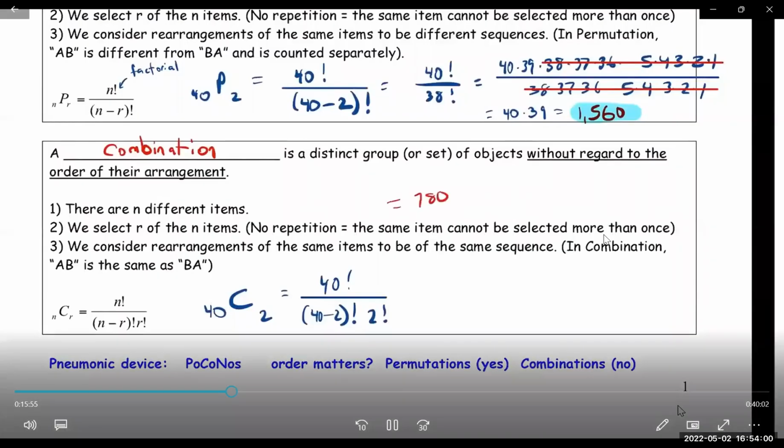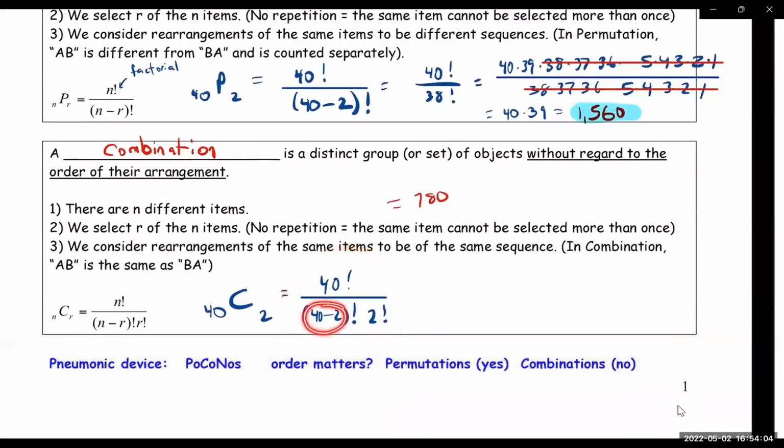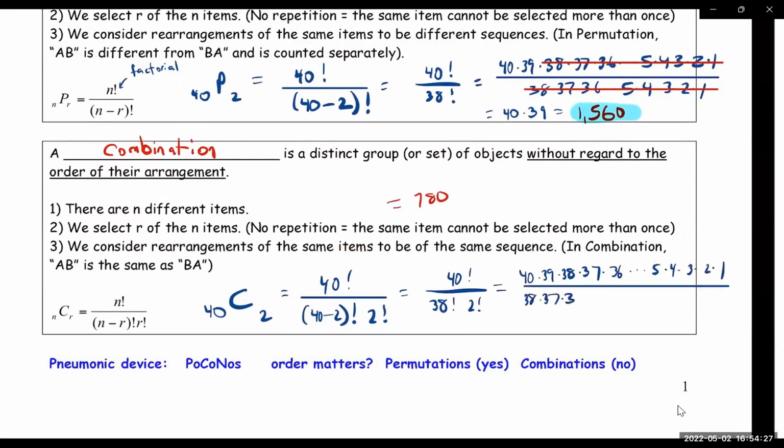So let's go back to our notes and you will see that we can do it by hand as well, so we can confirm that the answer is the same. We already know it's 780, but let's do it this way by hand. 40 take away 2 is 38. So you can do the same thing we did before: 40, 39, 38, 37, 36, dot dot dot, 5, 4, 3, 2, 1. The bottom: 38, 37, 36, dot dot dot, 5, 4, 3, 2, 1. And then you have the 2 factorial, that's what you mentioned, Erica. So we have to include the 2 factorial, which is 2 times 1.